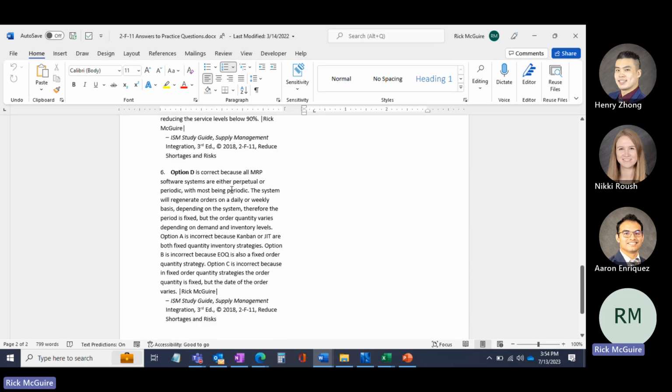And then 6 is Delta. All MRP software are either perpetual or periodic, with most being periodic. Systems will generate orders on a daily or weekly basis, depending on the system. So the time is fixed, but the quantities vary.